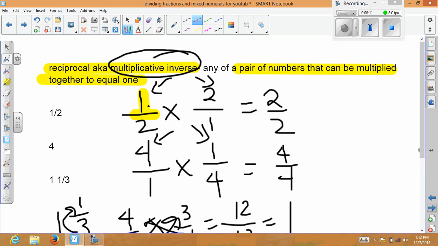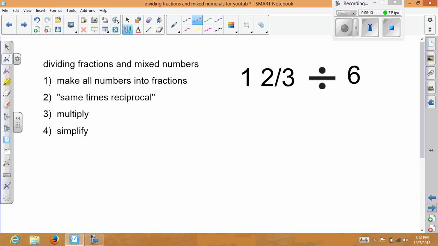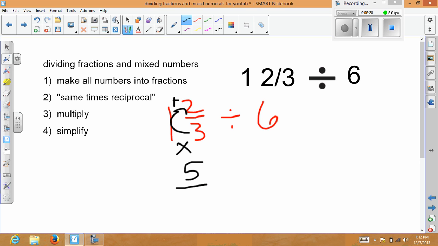Okay. Second question, same kind of problem. I have 1 and 2/3 being divided by 6. Step 1, make the numbers into fractions. So I'm going to draw that C, multiply then add. 3 times 1 is 3, plus 2 is 5, over 3. Denominator did not change. Divided by 6, that's a whole number, so I know its denominator is 1. So that was step 1, make my numbers into fractions.